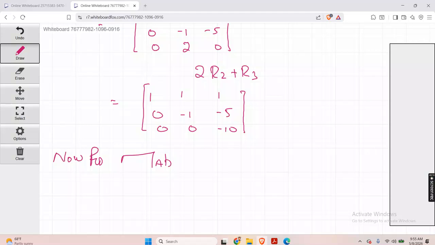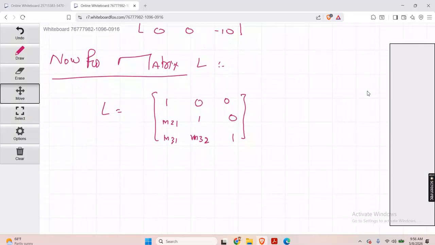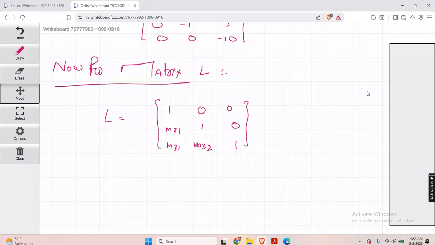Now for matrix L. L is equal to 1, 0, 0 and 2, 1, 0 and 3, 1, 1. Sorry, 3, 2, 1. One zero zero, 1 0 1.